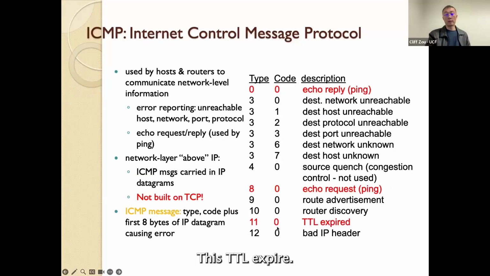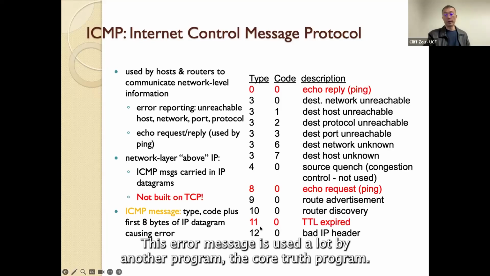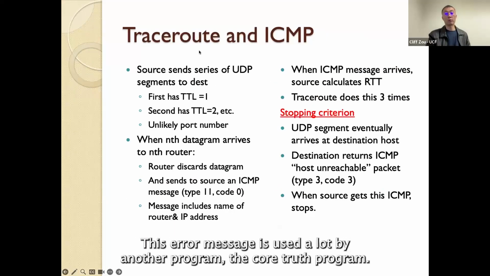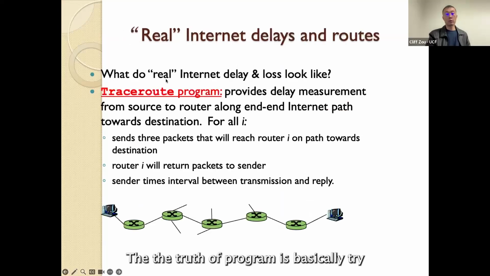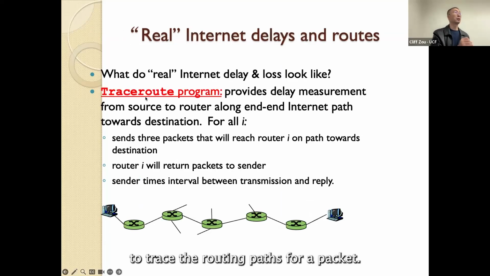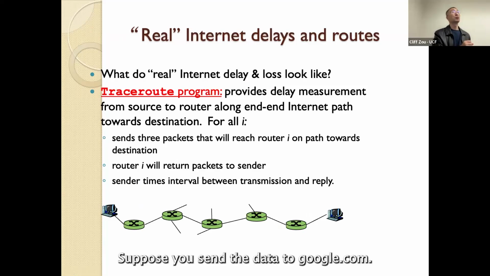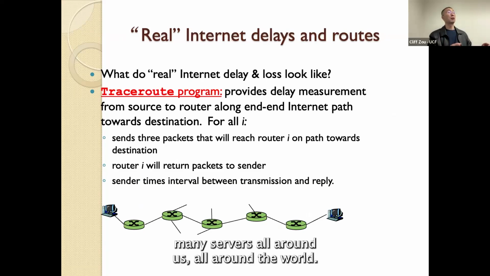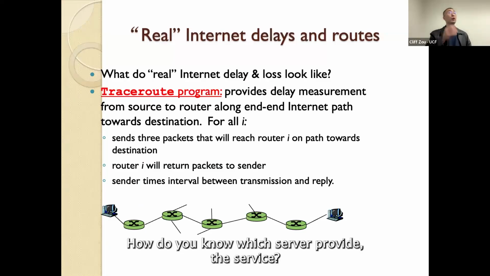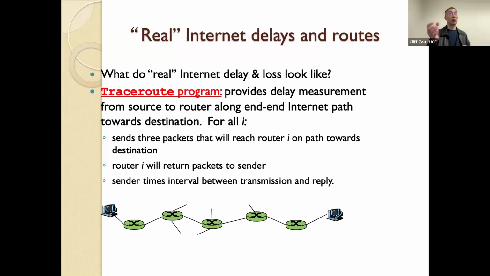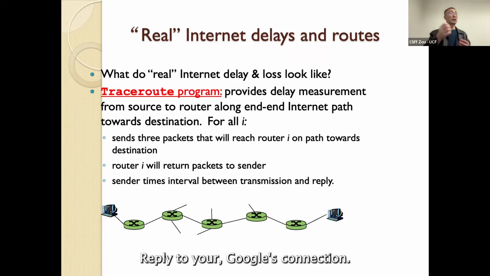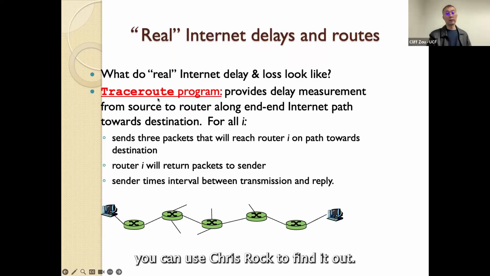This TTL expire error message is used a lot by another program called traceroute. The traceroute program basically tries to trace the routing path of a packet. Suppose you send data to google.com, but Google has actually set up many servers all around the US and all around the world. How do you know which server provides the service that replied to your connection? How do you find that out? You can use traceroute to find it out.